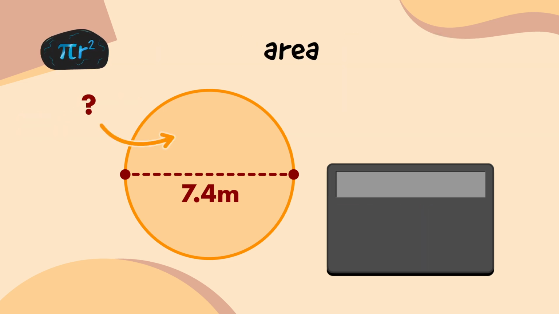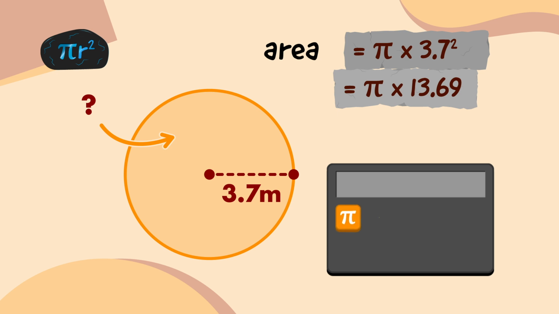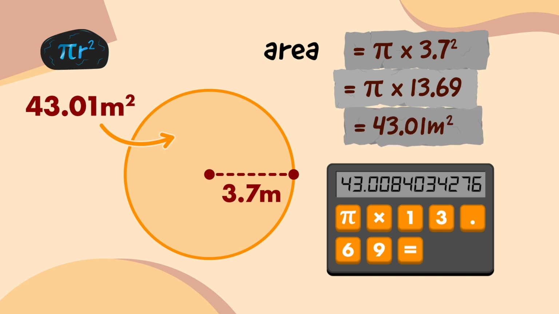Now let's work out the area. On my calculator, I'm going to start by doing the radius squared. The radius is equal to 3.7, so I'm going to type 3.7, press the square button and press the equals button, which gives me 13.69. Then I'm going to multiply 13.69 by pi. So I'm going to press the pi button, press the multiply button, type 13.69 and press the equals button, which gives me 43.0084034276. That means the area of the second stone circle is 43.01 square metres.